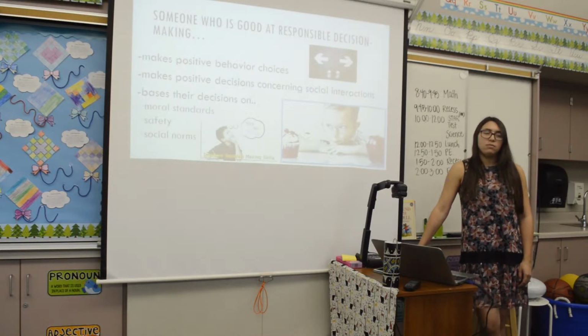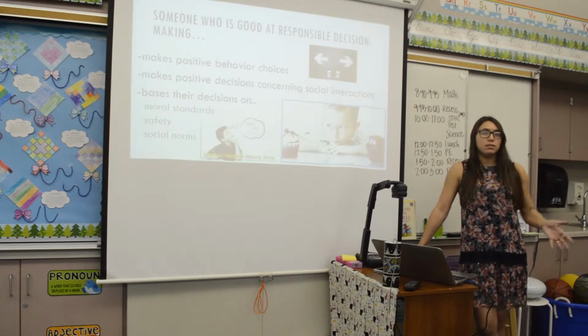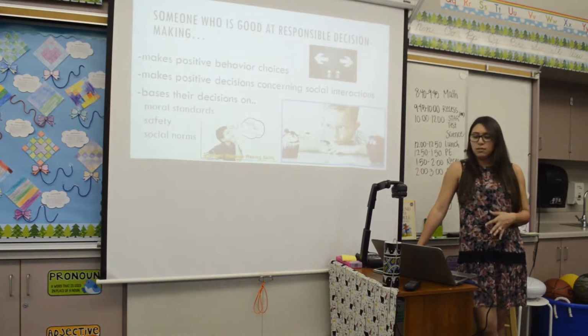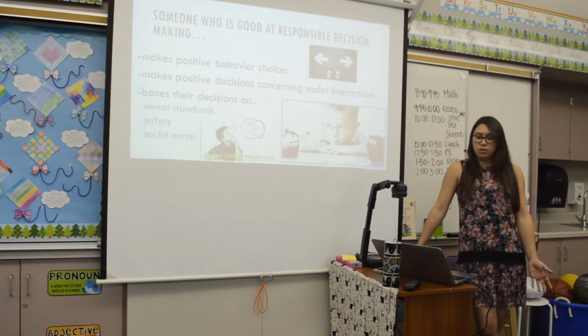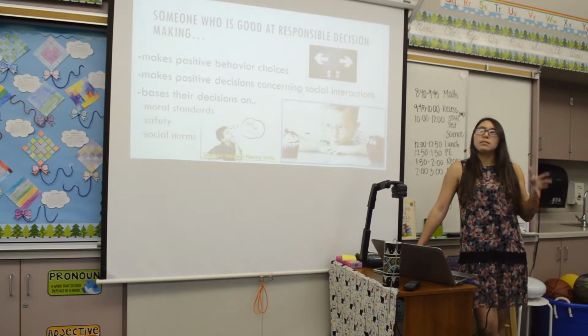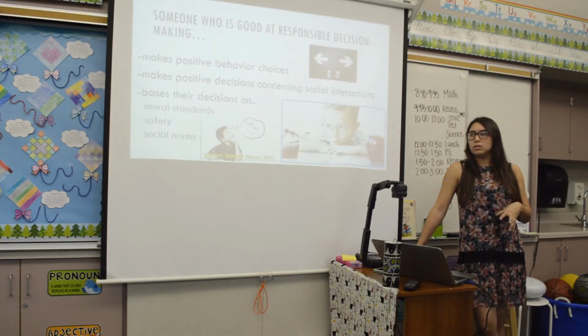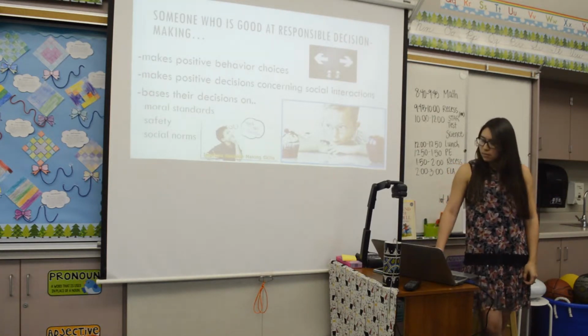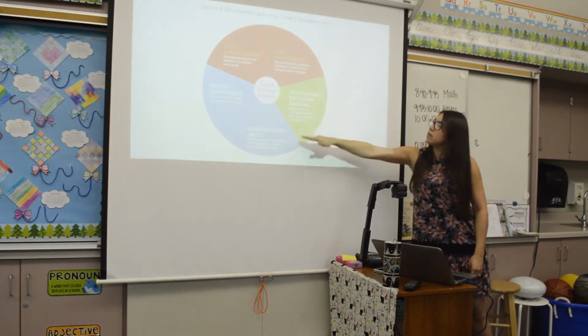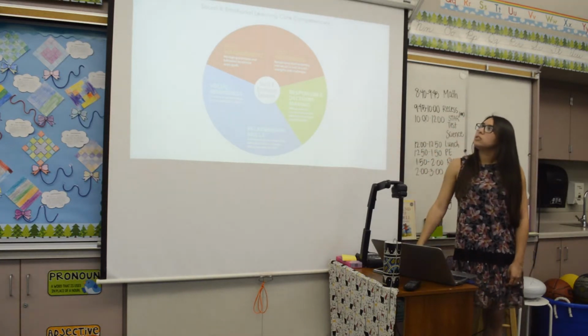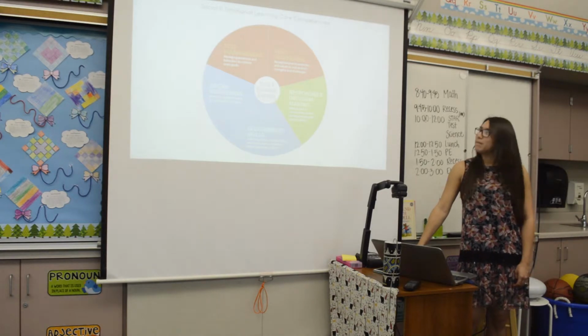Someone who's good at decision making is someone who makes positive behavior choices. They strive to make positive decisions when they're with each other in class and outside of the classroom. And they base those decisions on a moral standard. So they have to focus and think about safety, they think about social norms to make those decisions. And then again, I just put this picture, but I put all the little definitions of each core competency.